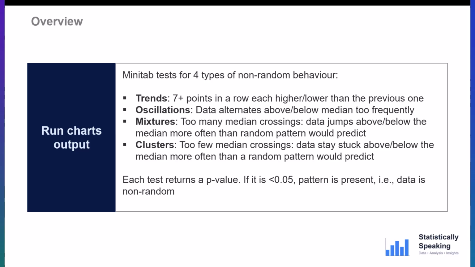And for all of these tests, Minitab will generate a p-value. The null hypothesis would be that the data is random, that there's no pattern, and the alternative hypothesis is that there is a pattern. As always, if the p-value is less than 0.05, we will conclude that the pattern is present, that is, that data is non-random.